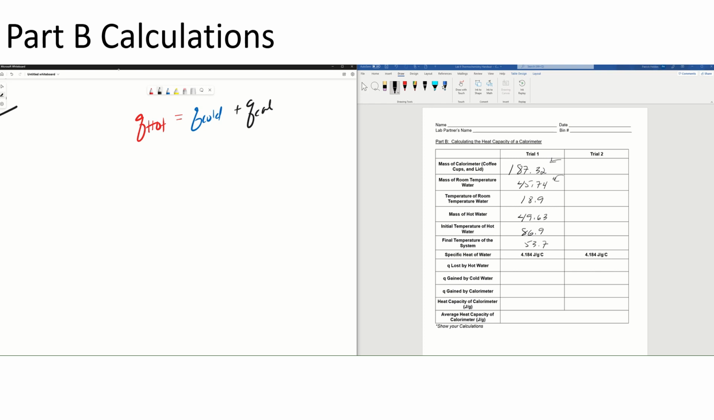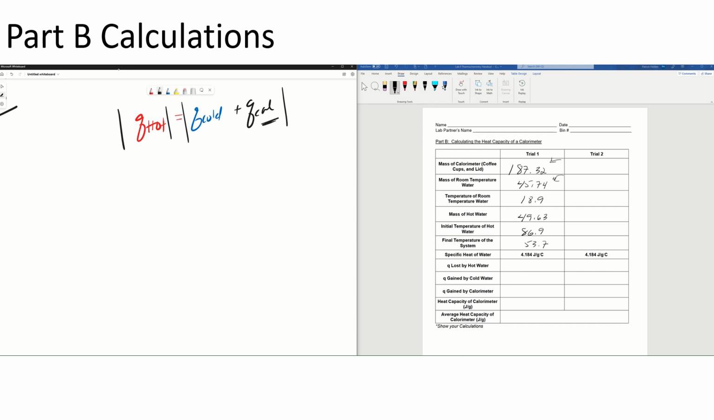We are going to lose some heat to the calorimeter. So this is what we're trying to figure out: the Q of the calorimeter and the heat capacity of the calorimeter. And if you look at your lab manual equation 4, it tells you to use the absolute values here. Okay, so let's go ahead and work through this calculation.